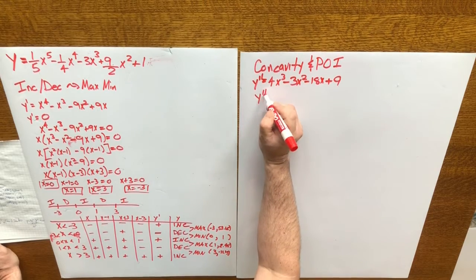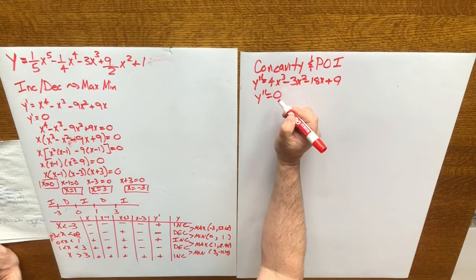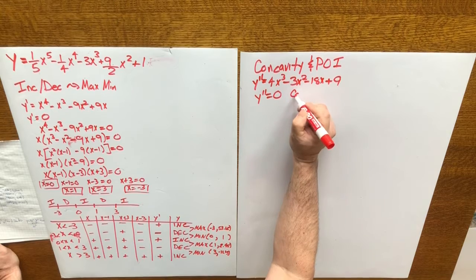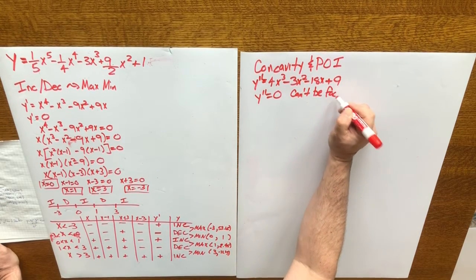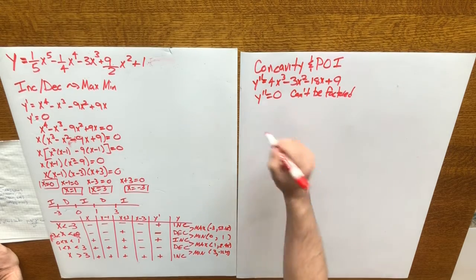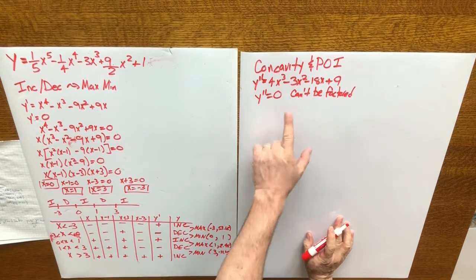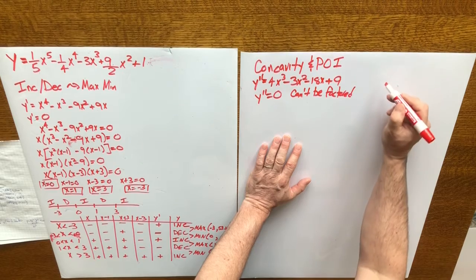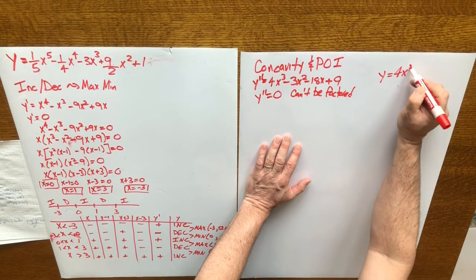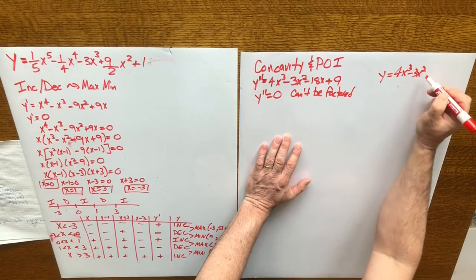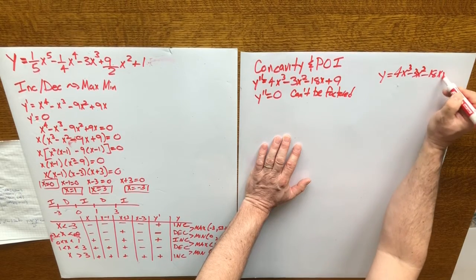We want to take that second derivative and set it equal to 0. Well, this one can't be factored. So we would be stuck at this point to find out the critical numbers that come from that. But what I did was I typed this in on Desmos, treating this like it was just a standalone function.